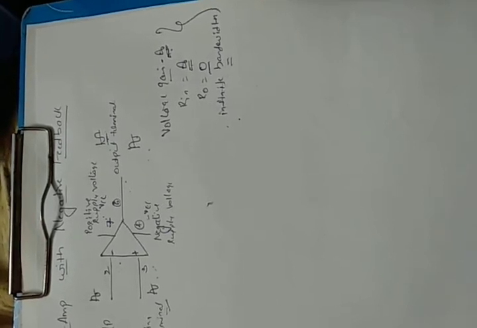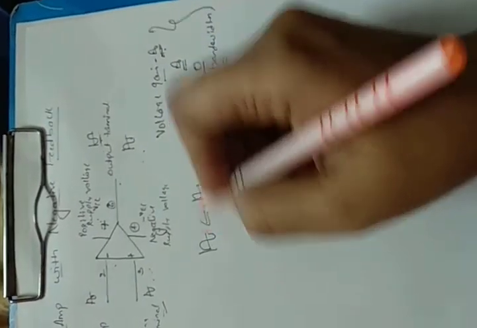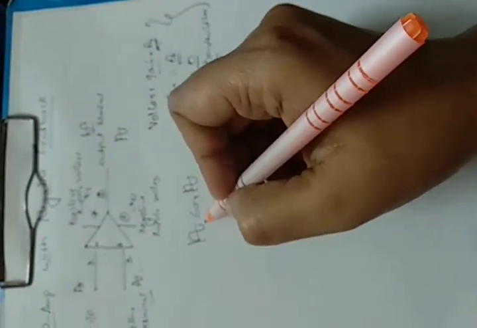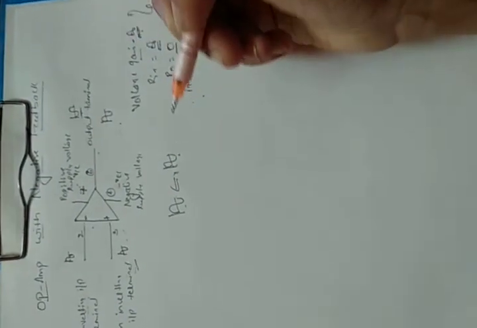Linear application means the output should be proportional to the input. There should be linearity between the input and the output. Even though the voltage gain is very high, this gain is not constant in the op-amp, due to variation in the temperature and also due to the power supply. This causes non-linearity in the output. That's why the op-amp is not preferred in linear applications.